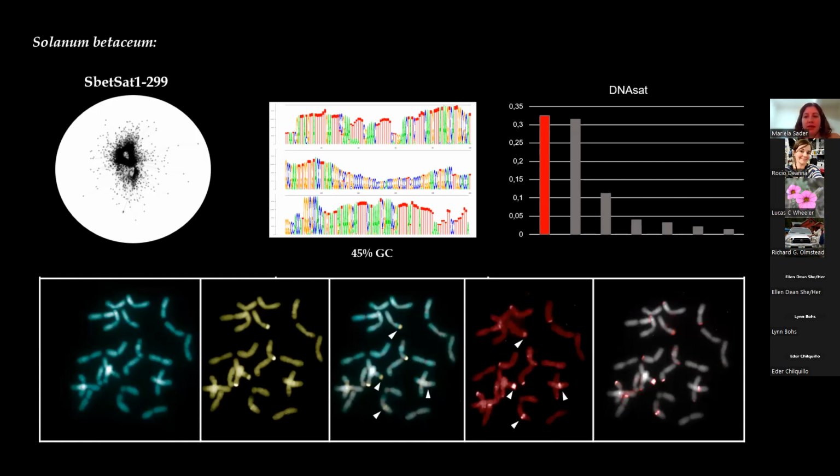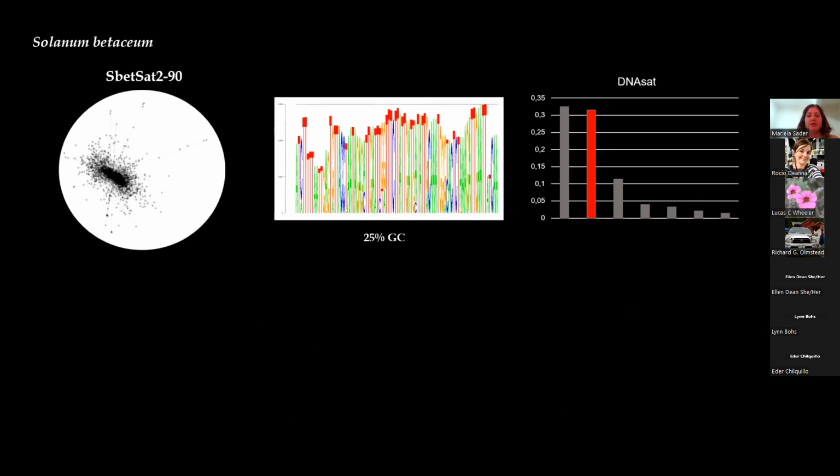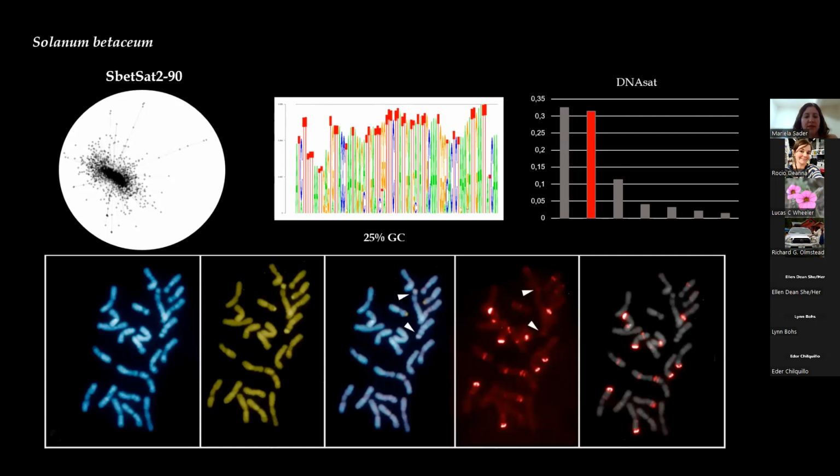This satellite is co-localized with the CMA plus band in the terminal and pericentromeric regions of some chromosomes, not all the chromosomes. The second satellite is called satellite 2 and is a 90 base pair satellite, and this satellite is more conserved than the previous that I showed. This satellite is located in the terminal region of most of the chromosomes.